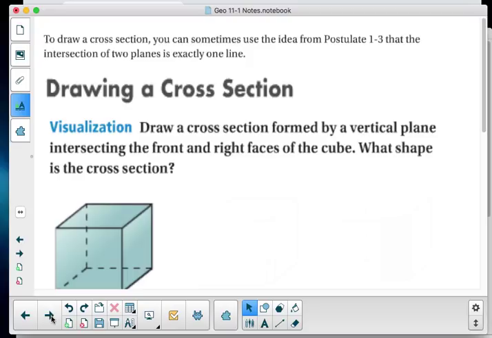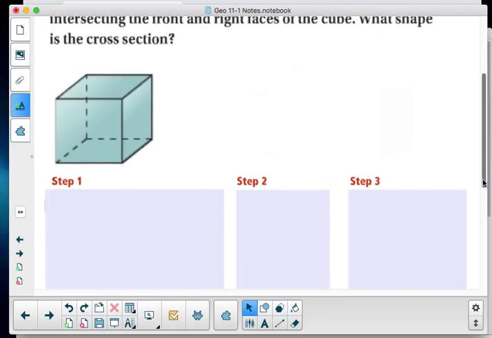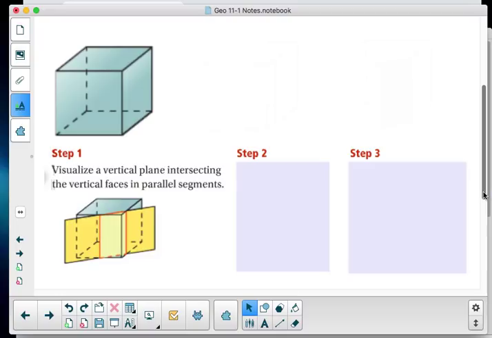Now, to draw a cross section, you can sometimes use the idea from postulates 1-3 that the intersection of two planes is exactly one line. Drawing a cross section. Now, the visualization: draw a cross section formed by a vertical plane intersecting the front and right faces of the cube. What shape is the cross section? So basically, in step one of this, you're going to visualize a vertical plane intersecting the vertical faces in parallel segments.